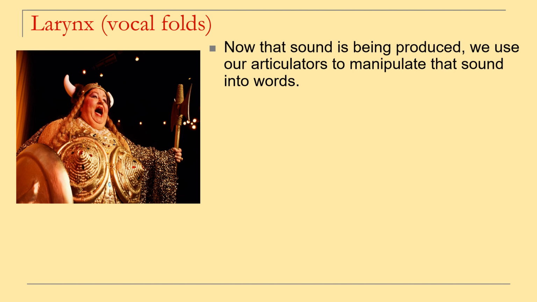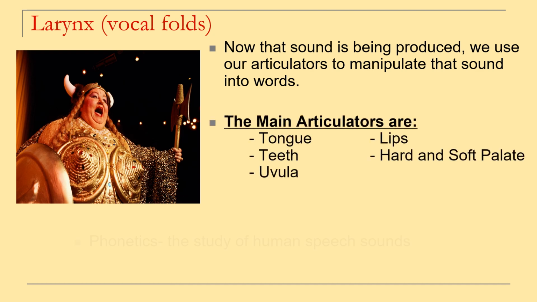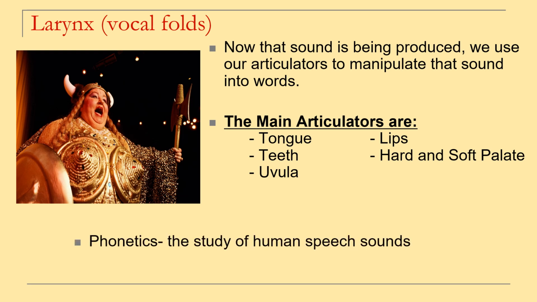Now that sound is actually being produced, we're pushing air through our larynx, vibrating those vocal folds, and we are producing sound. But now we have to be able to manipulate that sound into words. And to do that, we've got a few different types of articulators. So the tongue, the lips, the teeth, the hard and the soft palate together, and the uvula all help us articulate that sound and move that sound, manipulate that sound into forming the individual words that we make.